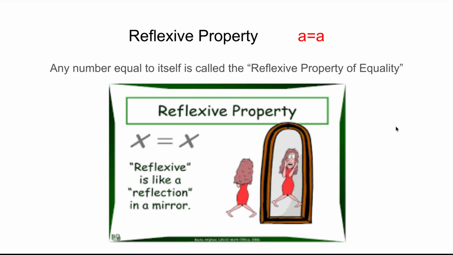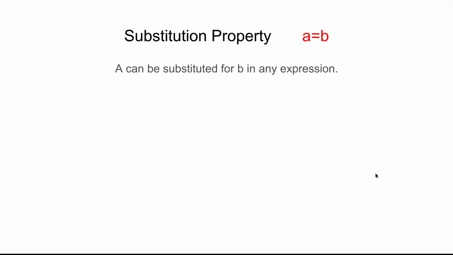And the reflexive property is a property that we already just know instinctually, but it says that any number equaling itself is itself. So it's like a reflection. Substitution property: if A equals B, and A plus 3 equals 8, we could plug B in for A and say B plus 3 equals 8. Then that means A equals 5 and B equals 5. So A equals B and 5 equals 5.